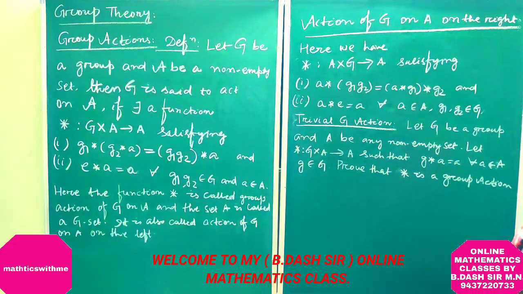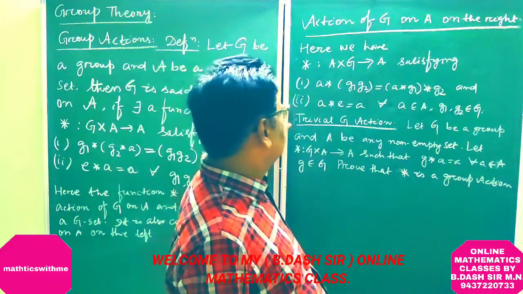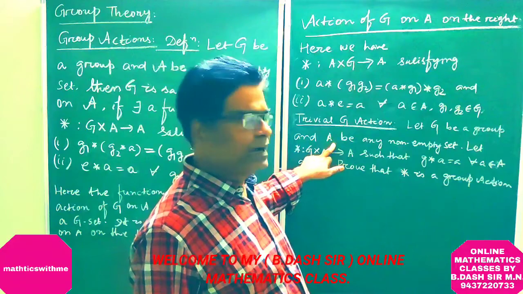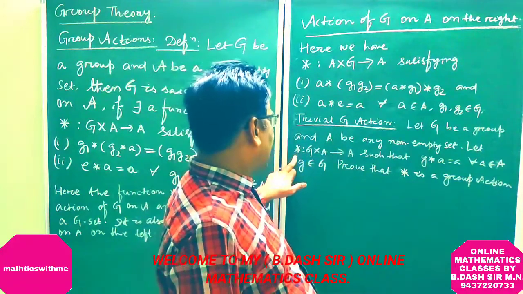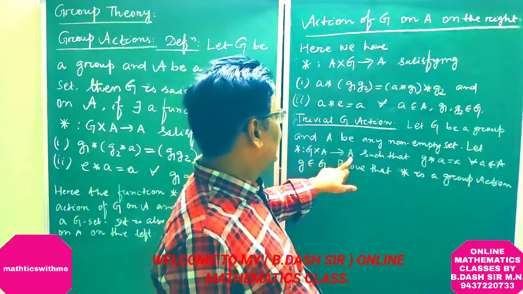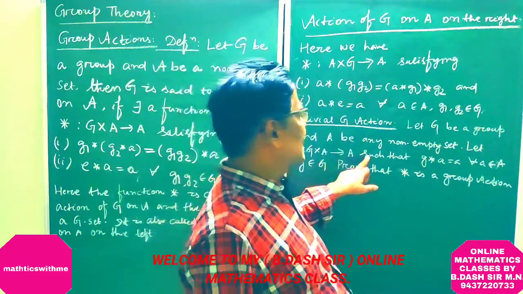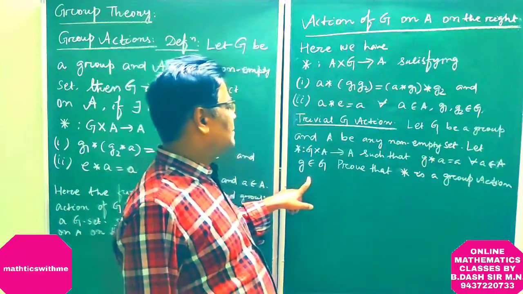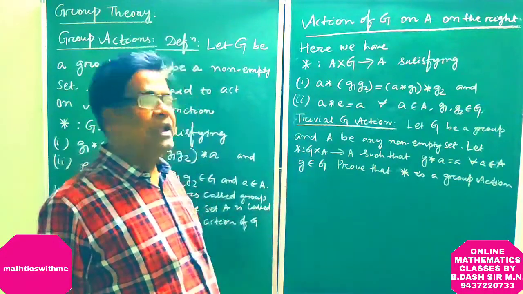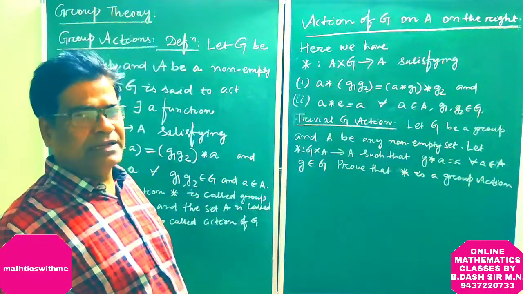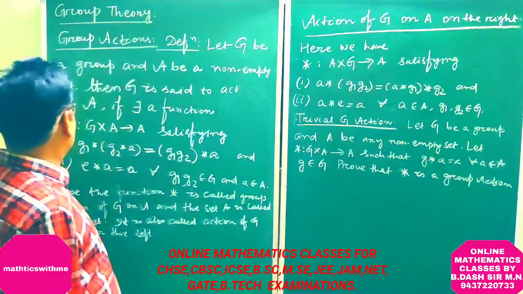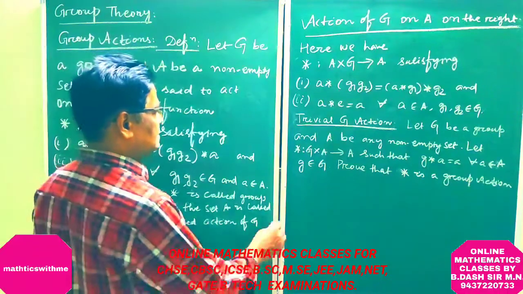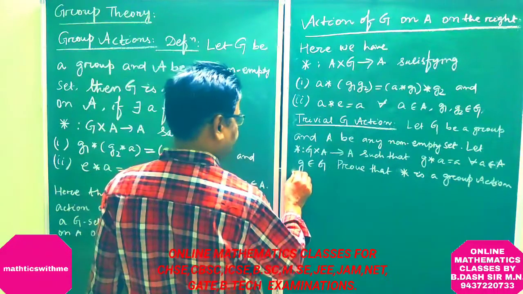Now, the trivial G action. Let G be a group and A be a non-empty set. Let star be a mapping from G cross A to A such that g star a is equal to a for all a belongs to A and g belongs to G. So we have to show that star is a group action. In order to show this, we have to verify these two conditions. Now, proof.